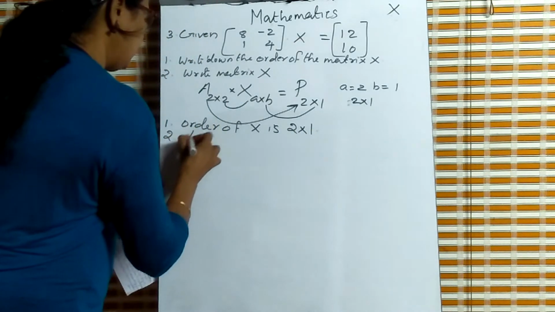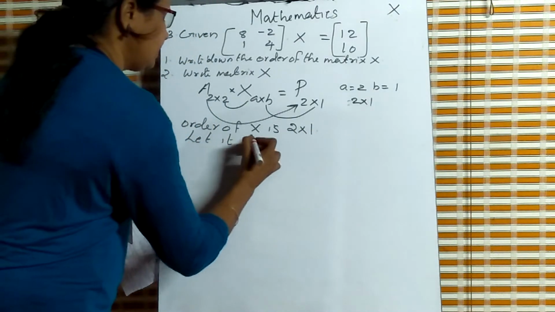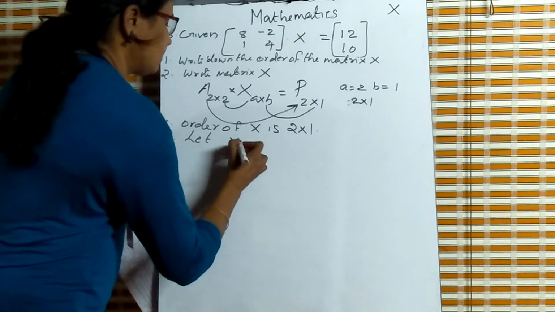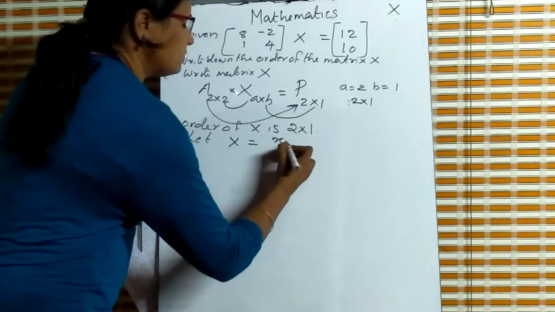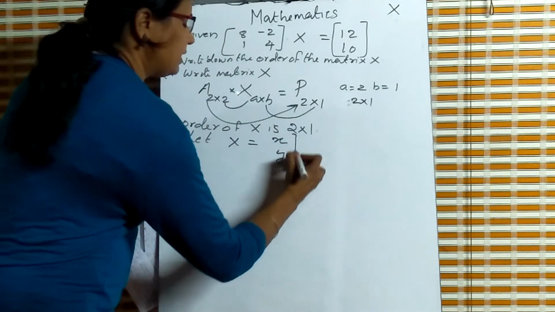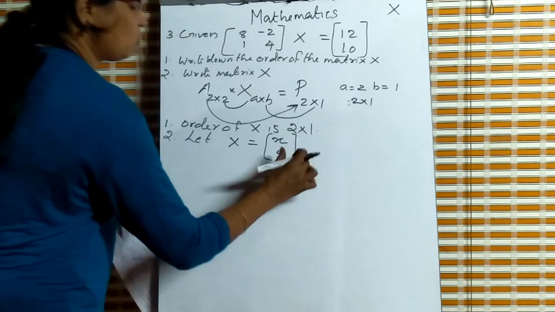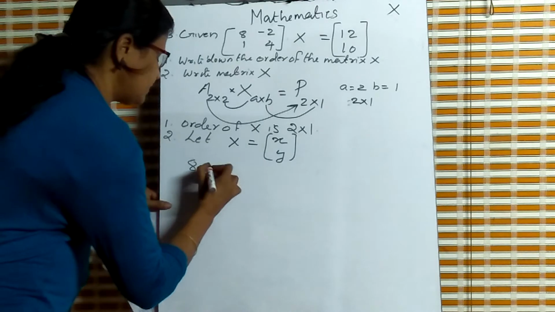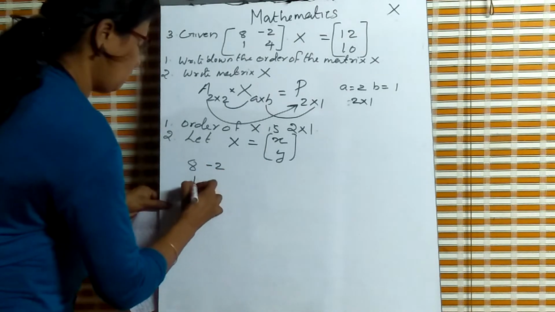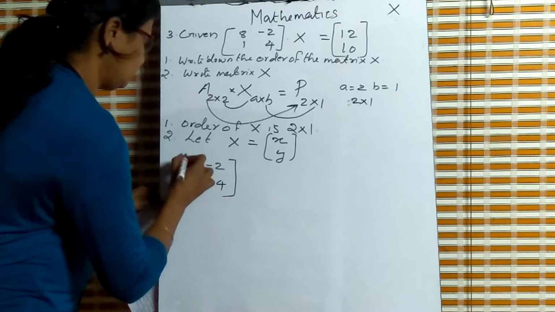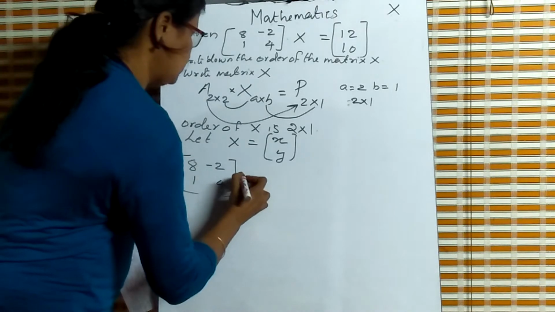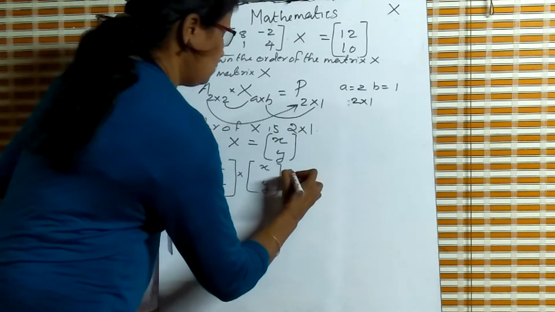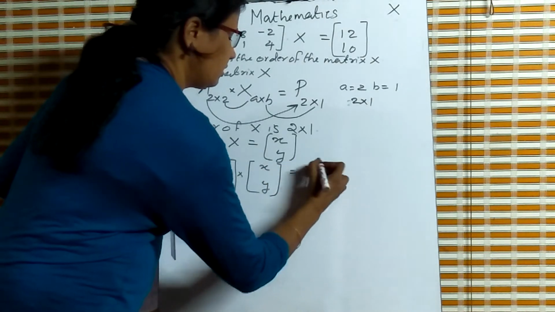For doing the second, let X be a 2 by 1 matrix, 2 rows and 1 column. Let X is equal to xy. Then substitute here: 8 minus 2, 1 4 into x, y is equal to 12, 10.